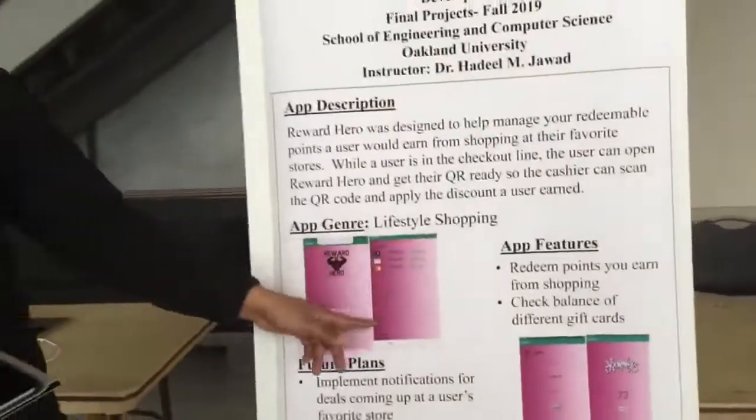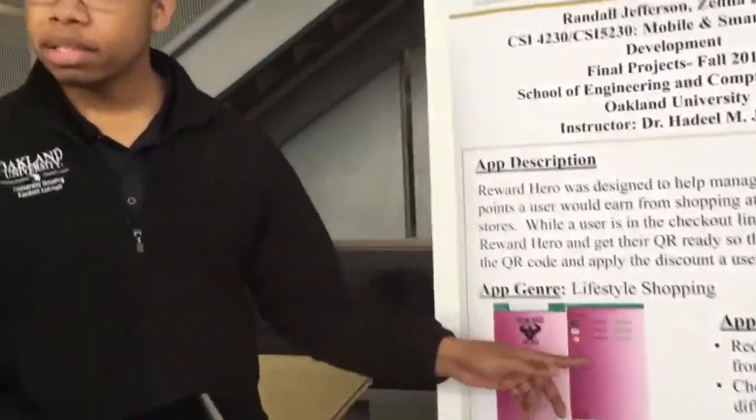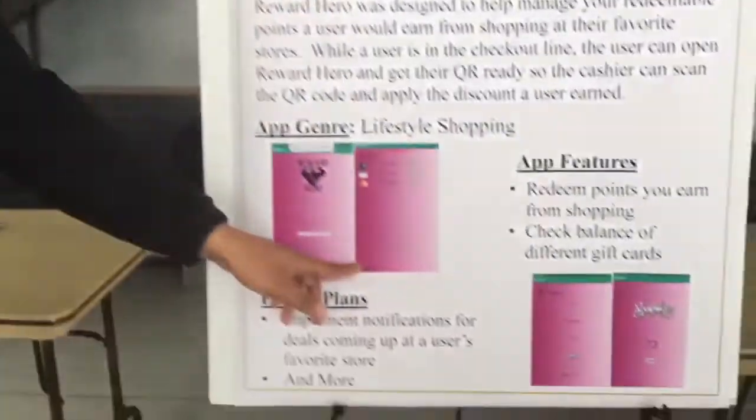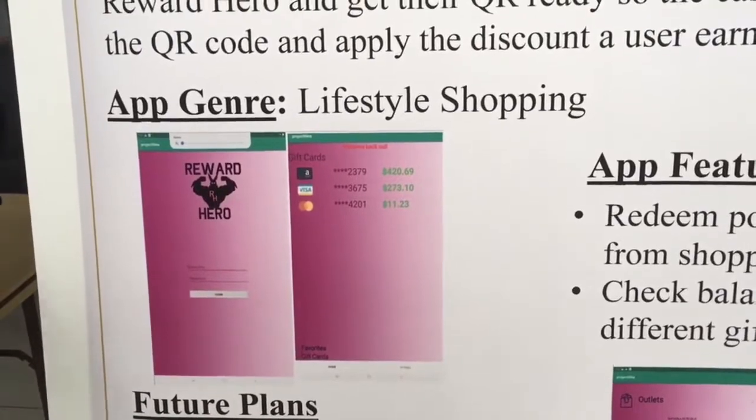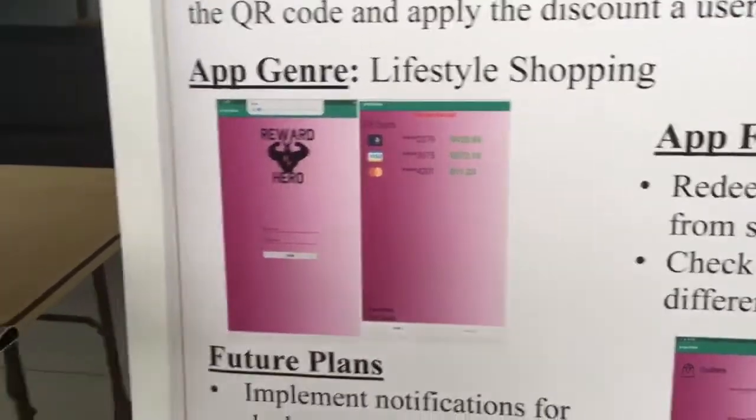Right here, it'll show you your gift cards that you have, like the balance of those gift cards. And at the bottom here, there's a radio button where if you click on it, it'll show you your favorite stores. You have it here, right? Yeah.